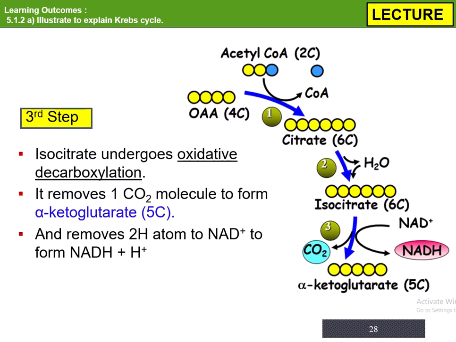In the third step, isocitrate undergoes oxidative decarboxylation. It removes one carbon dioxide molecule to form alpha ketoglutarate and removes two hydrogen atoms to reduce NAD+ to NADH plus H plus.